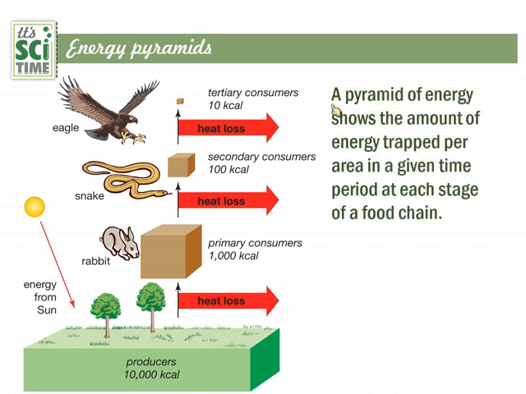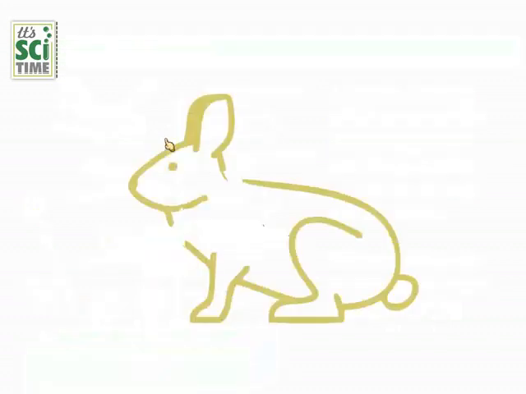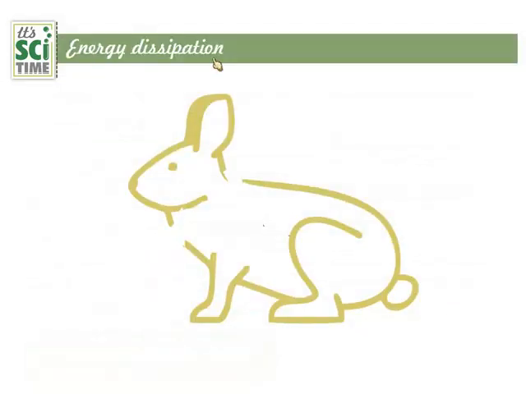Now let's see, the pyramid of energy shows the amount of energy trapped per area in a given period at each stage of the food chain. The values are represented as kilojoules per square meter per year, or we can express it in kilocalories. The standard way is kilojoules per square meter per year. And that's what you must remember about energy pyramids. Now I will show how this energy dissipates. This is called energy dissipation.